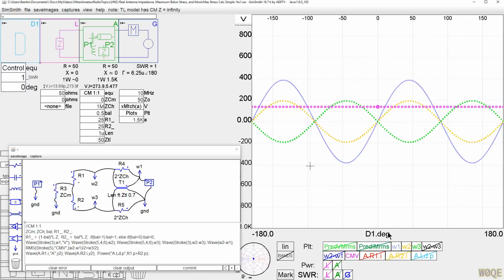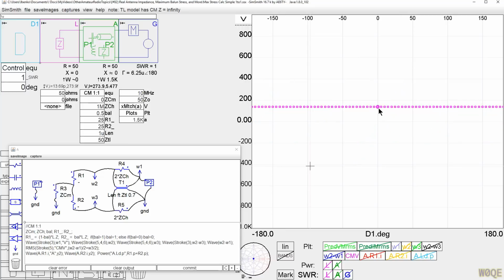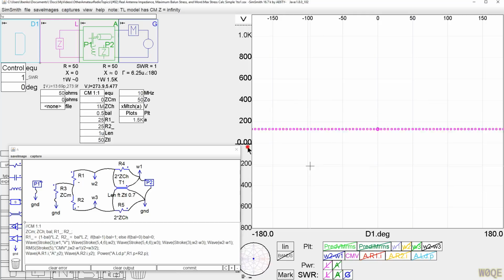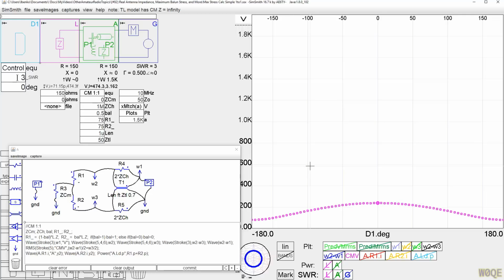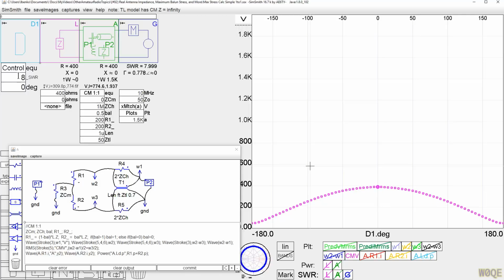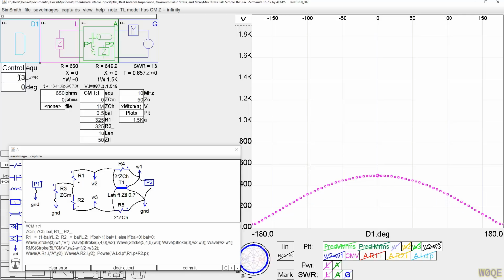So what happens, and we can turn off the actual waveforms right now. Let's just look at this plot. Let's move it down to 0. What happens is I increase the SWR that my load presents to my balun. Every time I double the SWR, the voltage rises by the square root of 2.